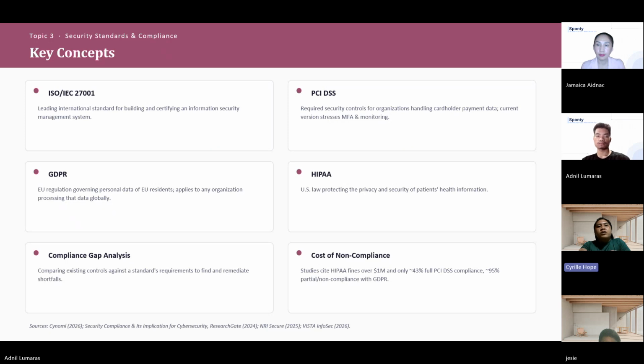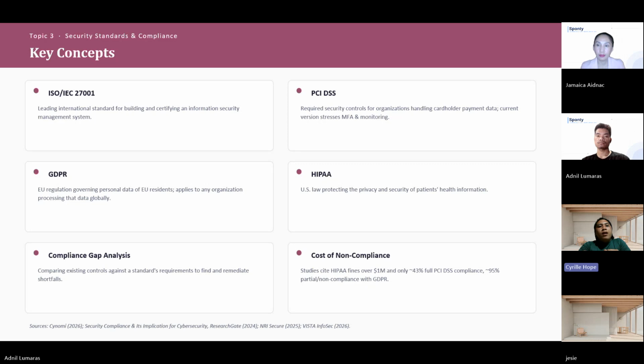The Payment Card Industry Data Security Standard, or PCI DSS, sets required security controls for any organization handling cardholder data. Its current version, 4.0.1, emphasizes continuous risk monitoring, targeted risk analysis, and multi-factor authentication, and applies even to small businesses that only occasionally process card payments. The General Data Protection Regulation, or GDPR, governs how organizations anywhere in the world must handle the personal data of European Union residents, meaning a company based entirely outside the EU can still be subject to GDPR if it serves EU customers.